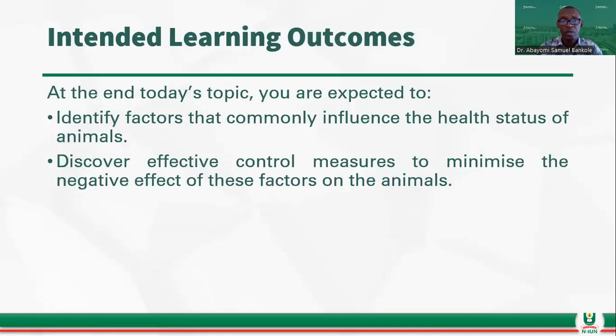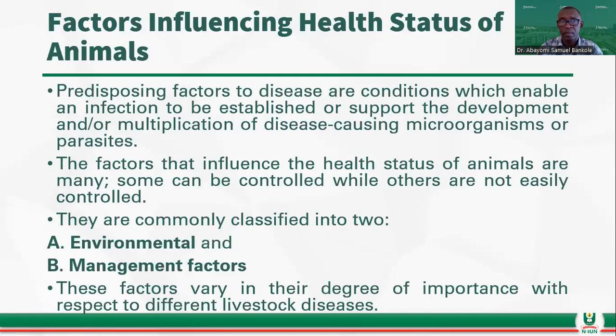So we have 2 major intended learning outcomes. At the end of today's topic, we will be expected to identify factors that commonly influence the health status of animals, and also to discover effective control measures to minimize the negative effect of these factors on the animals. So let's get straight to it. Number 1, factors influencing health status of animals.